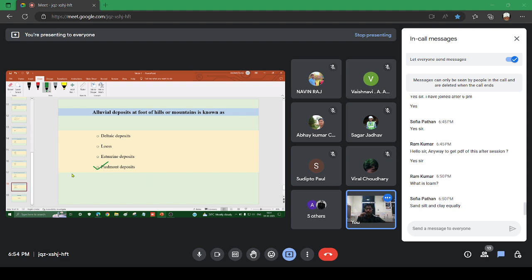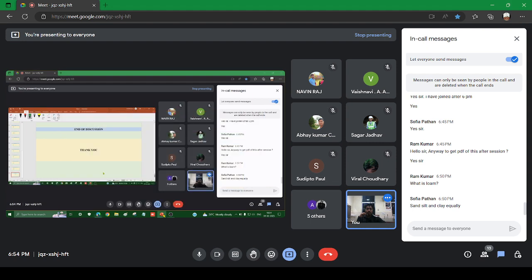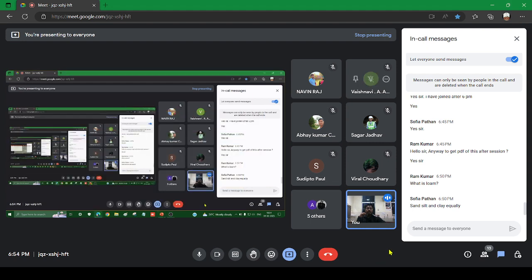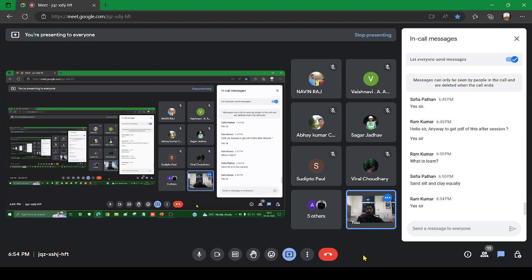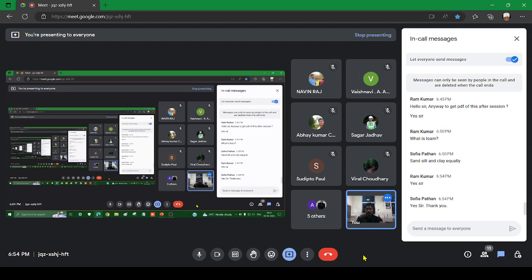Okay, I believe I have discussed all the questions again. Is it okay, Sophia and Ram Kumar, who have joined late? Could you follow the revision? Ram Kumar, yes. Sophia, could you follow the revision? Yes, okay. So I think it is the end of the discussion.